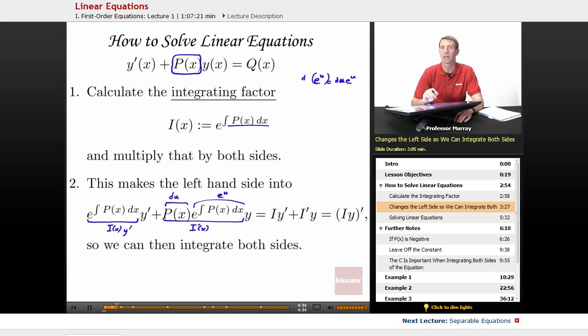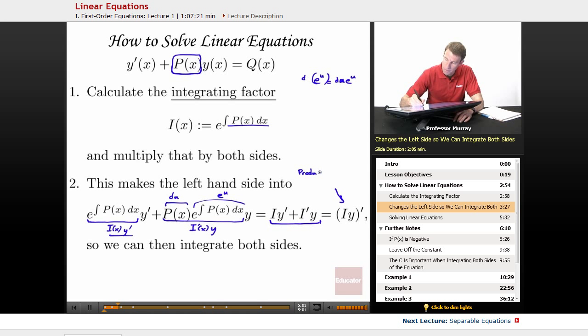That sounds a little complicated. I think it'll make a lot more sense after we jump into some examples, so don't worry about it too much right now. The important thing is to notice that we have I of x times y prime and I prime of x times y. If I write it this way, I y prime plus I prime y, that's exactly what we would have gotten if we had taken the derivative of I times y using the product rule.